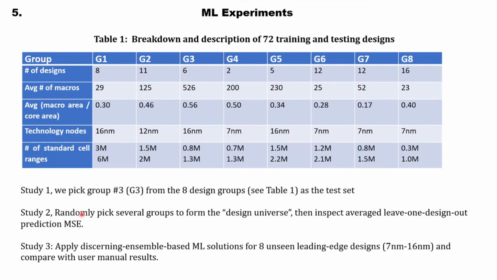In study 2, we randomly pick several groups to form a design universe. For example, you can pick group 1 and group 3 as one design universe, as all the available designs in that universe, or we can just randomly select any of those available design groups. We look at the averaged leave-one-design-out prediction mean square error. In study 3, we compare our result with user manual macro placement result for 8 leading designs.